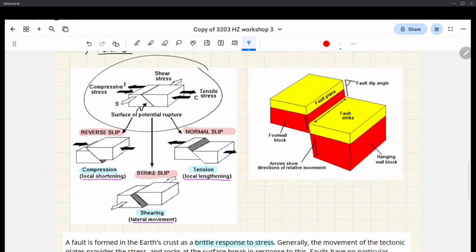For your reverse slip, for compression, it shortens the rock, right? So there's local shortening happening. And then shearing, just shearing, right? So that's called a strike slip for that one.